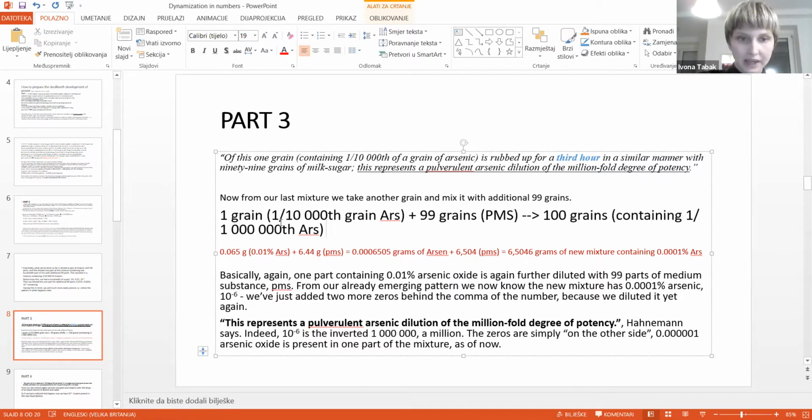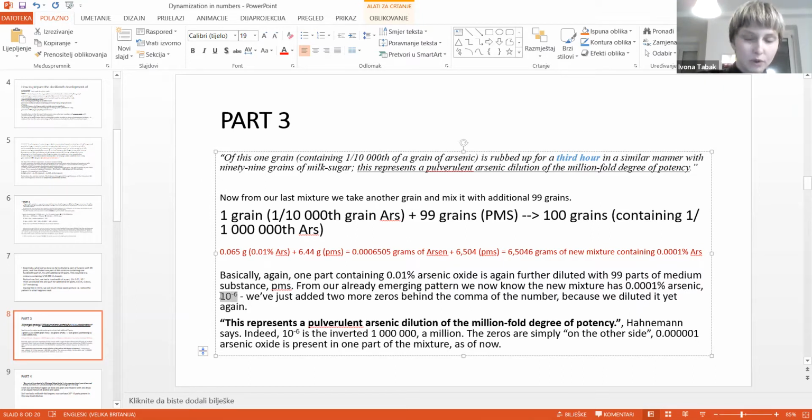One is done through grains, which is a measure Hahnemann uses. He didn't use grams for some reason. I guess it's because it's more practical. In Europe, we mostly use grams; we don't use cups and such measurements. I don't know how it is in India, but anyway. Here I made a calculation in red of how many grams we have and how many grams the final mixture has. So to express this in percentage, in this third part, we have 0.0001% arsenic.